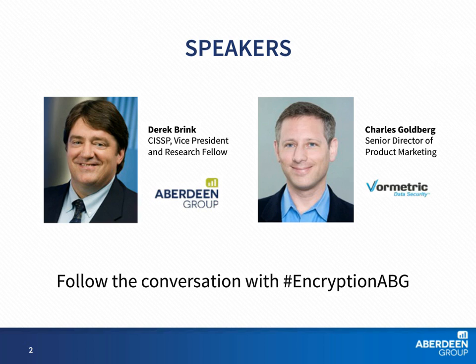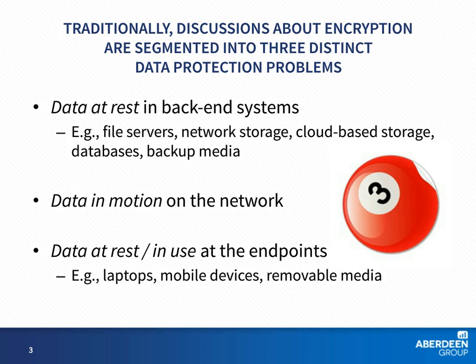When we talk about encryption, it's traditionally talked about in three distinct problems, three segments. We talk about the data in the back end, data on the network, and data at the endpoints. Those are the traditional three areas that we speak of. The title was about the back end, and there we're talking about file servers, network storage, cloud-based storage, databases, and backup media even. Those are all examples of data at rest in the back end.